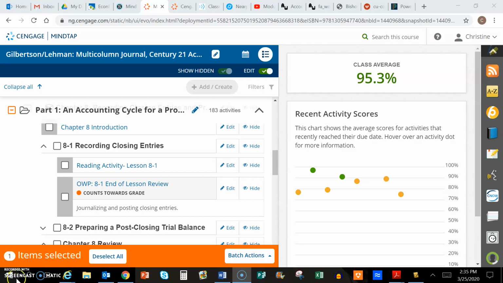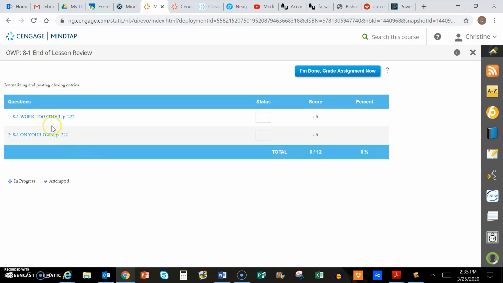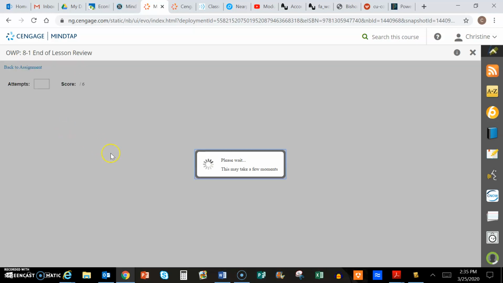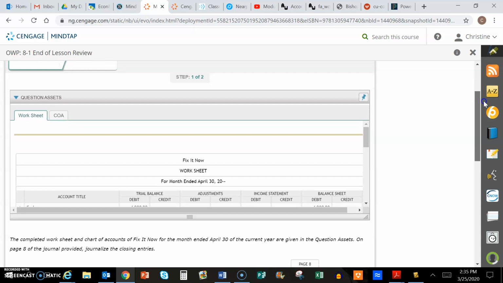Hi guys, I'm going to show you how to go through the closing entries in Chapter 8. So if you will go to your Mind tab, which is I know your favorite place to go, click on the 8.1 OWP. When you get there, go to the Work Together. I'm going to go through this with you, but you will be responsible to make sure you submit it on your own account.